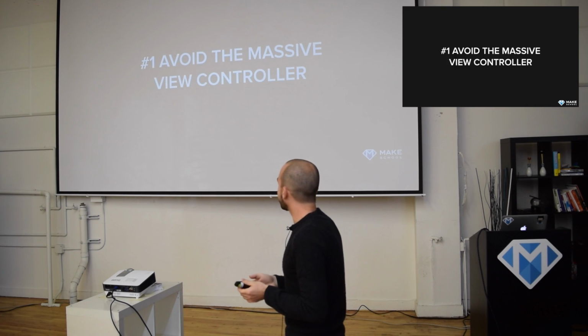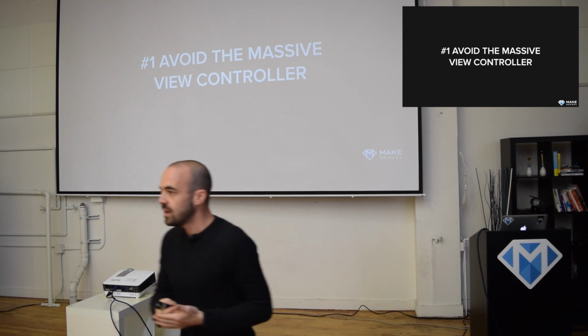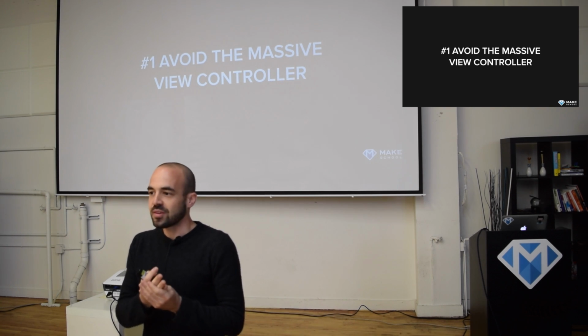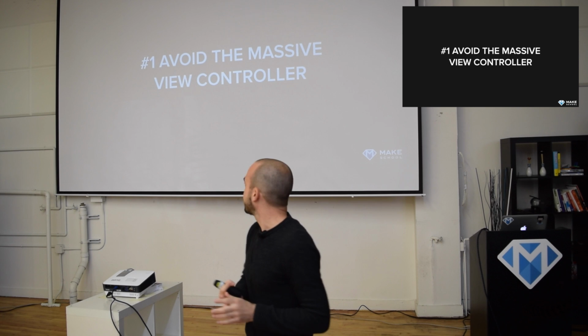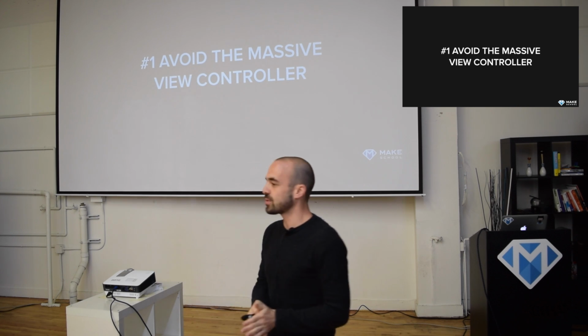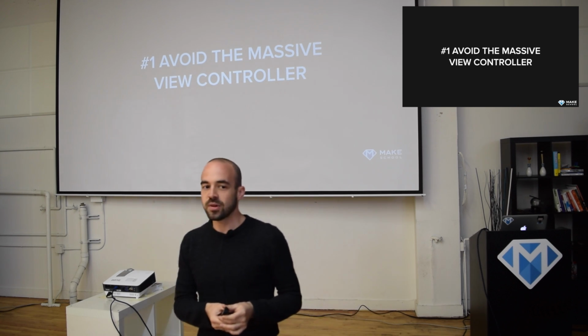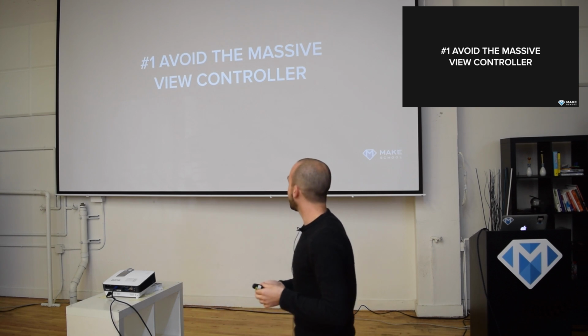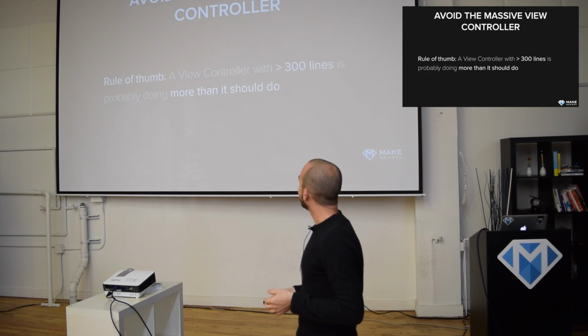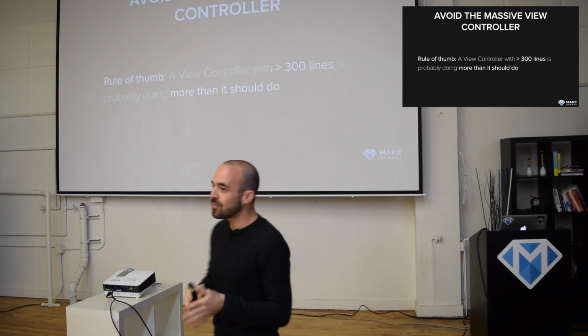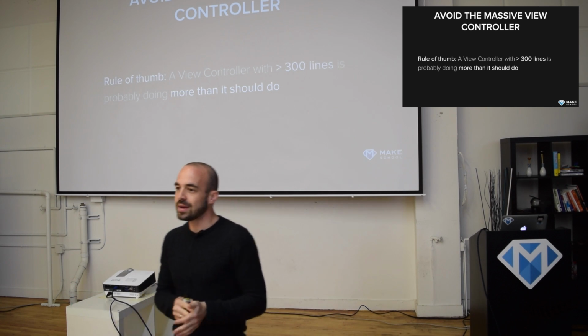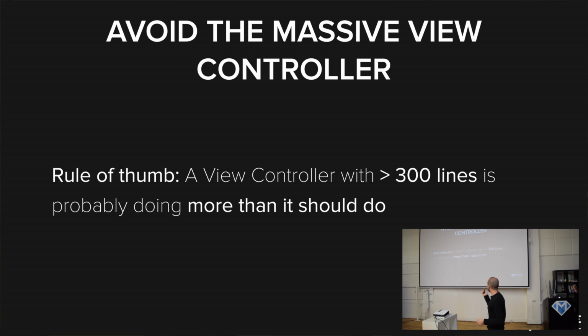So let's dive into practical tips about how to avoid common problems in your iOS apps and how to structure certain aspects. The first one, that's really the most important one because that's the issue that most beginners run into, and that is called avoid the massive view controller. So in general, if you start writing iOS code and you create a bunch of view controllers, take a look at them, and if any one of them has more than 300 lines of code, it's really just a rule of thumb, then it's most likely doing more than it should do.